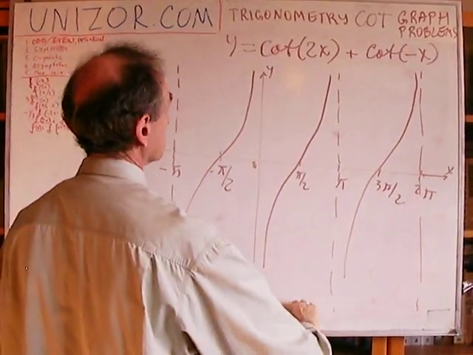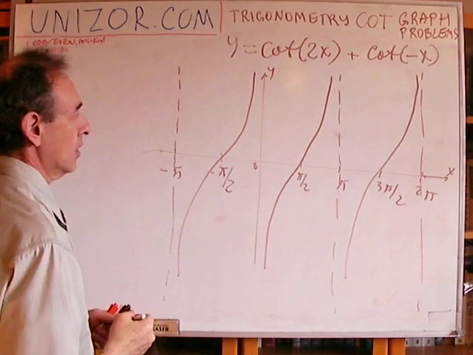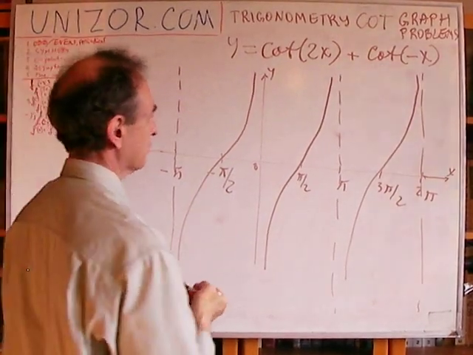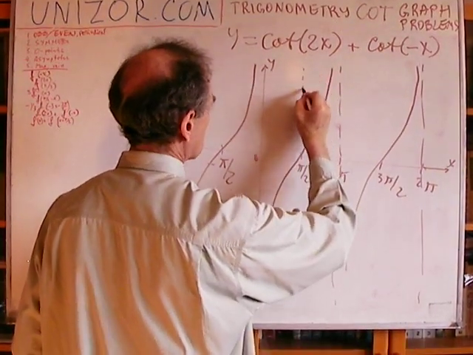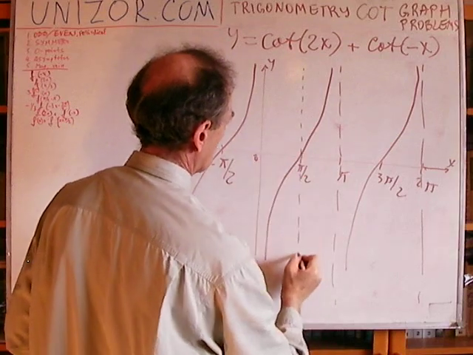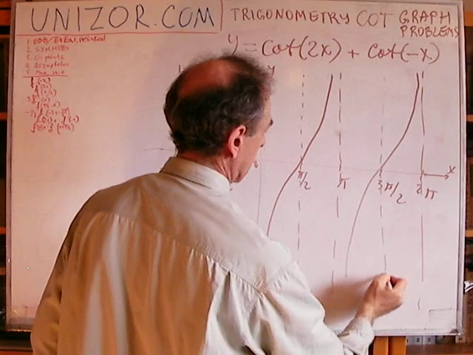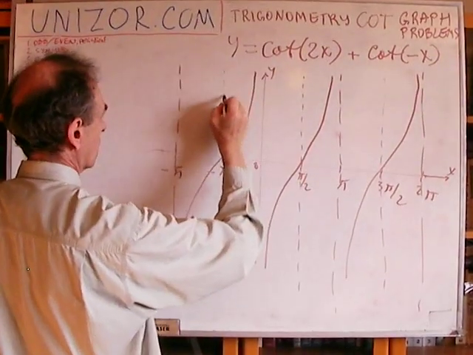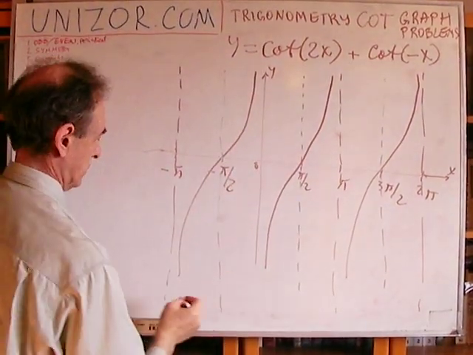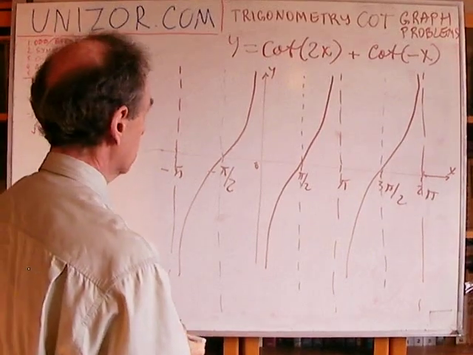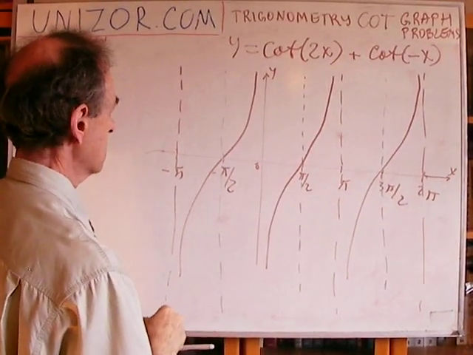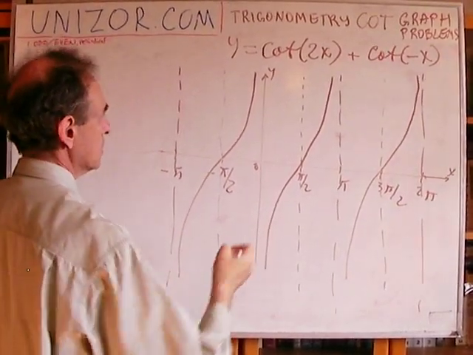Now we have to put cotangent of 2x. Well, 2x has a period of pi over 2, which means these would be asymptotes on every pi over 2 point. So the asymptotes would be here, so the graph would be here.